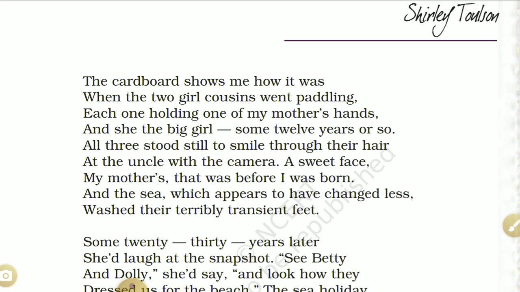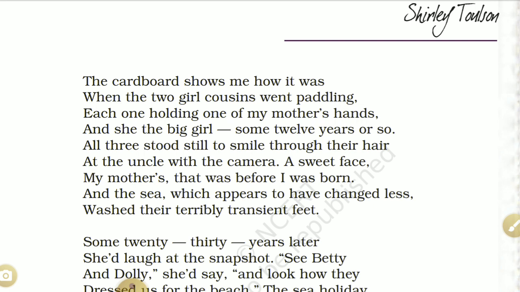So what happened? Here the poet's mother went to the sea beach, and she was accompanied by her two younger cousins, and she was walking through the shallow water of the sea. We know whenever we go to the seashore, we walk through the shallow water on the beach, and we enjoy the sea waves. Similarly, here the poet's mother was also enjoying the sea waves, and she was walking through the shallow water, accompanied by her two younger cousins, two cousin sisters, and the poet's mother was holding each of their hands.